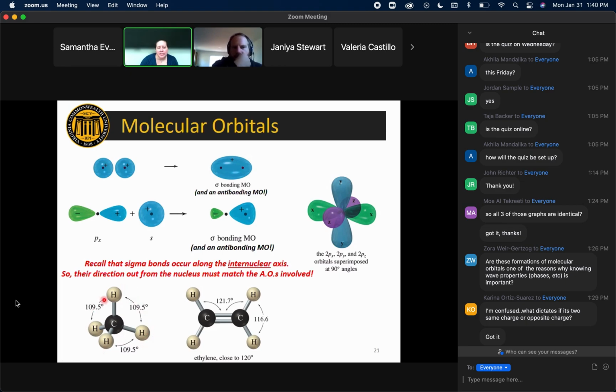So this molecule on the left is methane. Here's the ethylene gas that we just looked at on the other page. And you can see, in fact, none of the angles in either of these molecules is 90 degrees. So how do we explain that, given what we know about p orbitals pointing in 90 degrees from each other and the molecular orbitals that represent sigma bonds pointing in the direction that the atomic orbitals that made them came from?